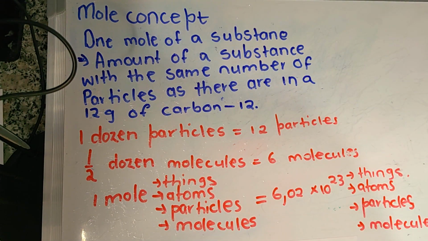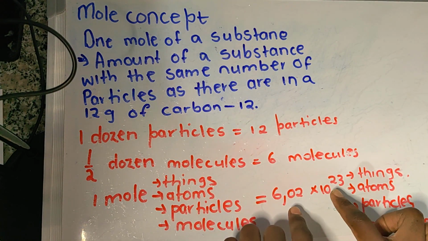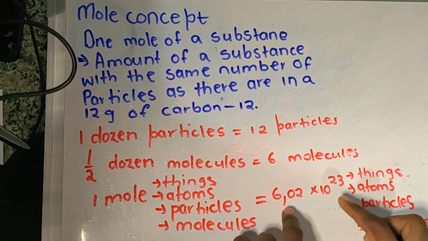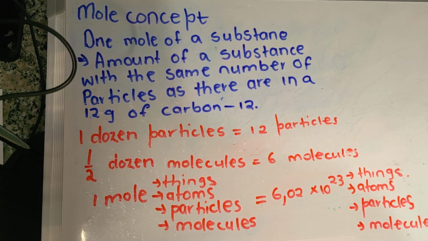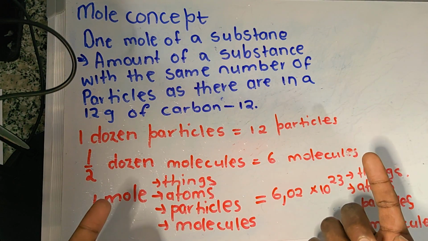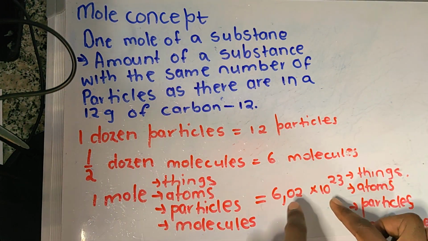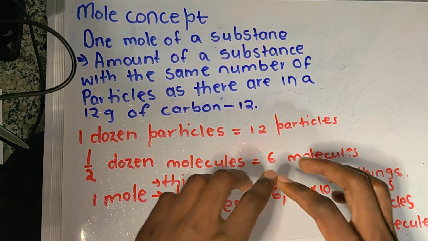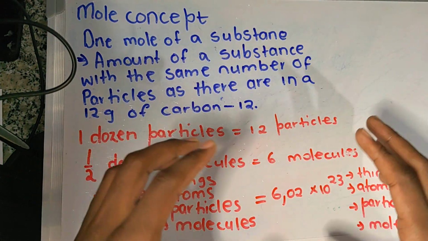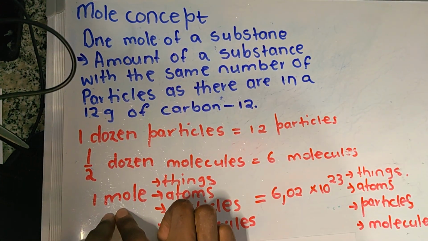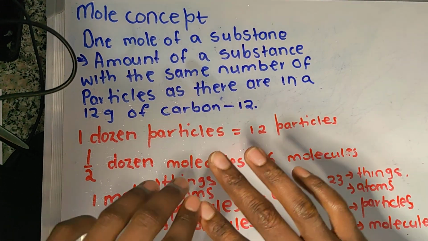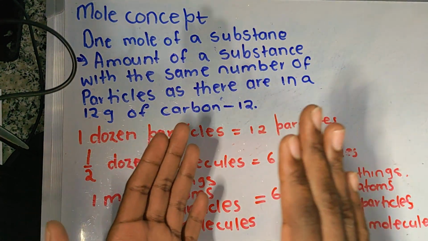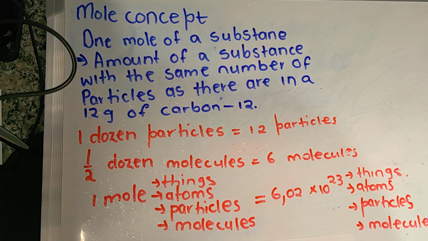Now, it's been said that this number is so big that you would need to live for over 2 billion years to count a number of things equivalent to a mole. So that is a very big number. Also, if we were to have cold drink cans equivalent to a mole, it's been said that they would cover the whole surface of the earth to a depth of over 300 kilometers. So let us give a mathematical relationship of a mole.